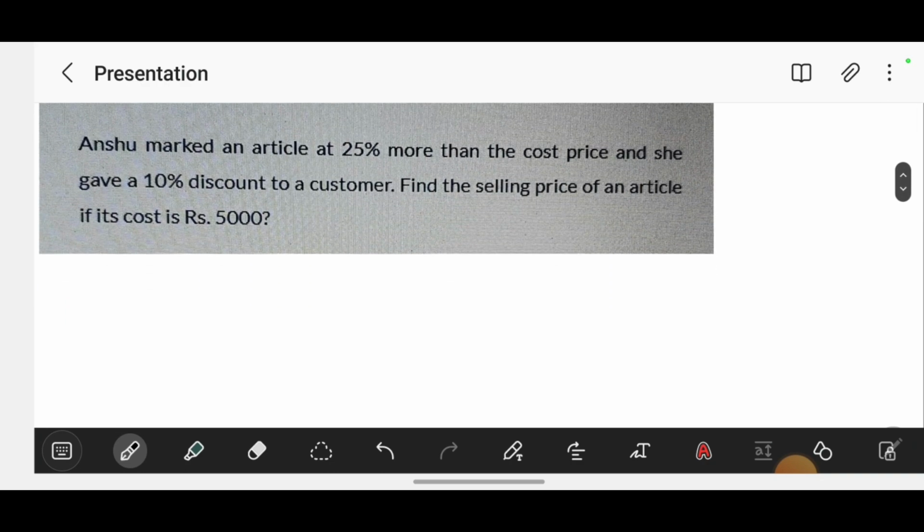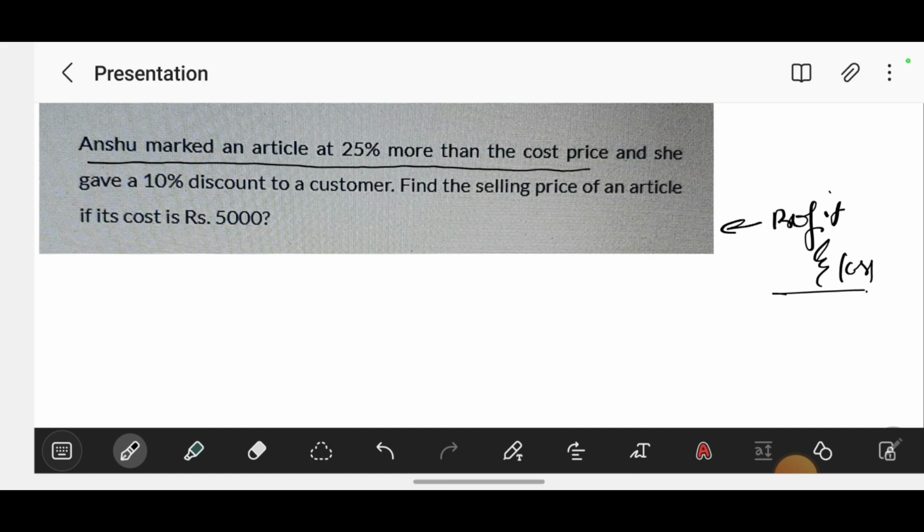Okay, you see this is a profit and loss question. Profit and loss is the concept of this question, right? Let's see the question. Anshu marked an article at 25% more than the cost price and she gave a 10% discount to a customer. Find the selling price of an article if it costs 5,000 rupees.